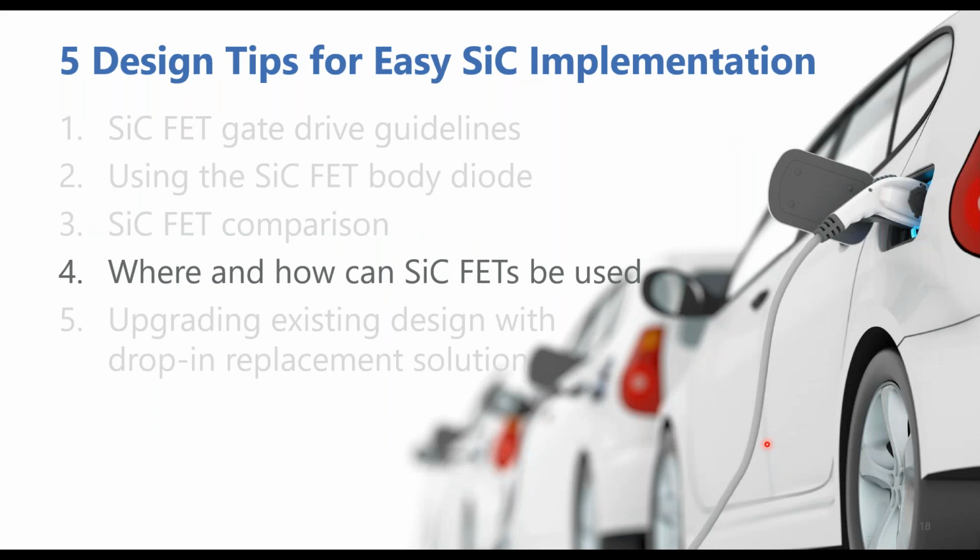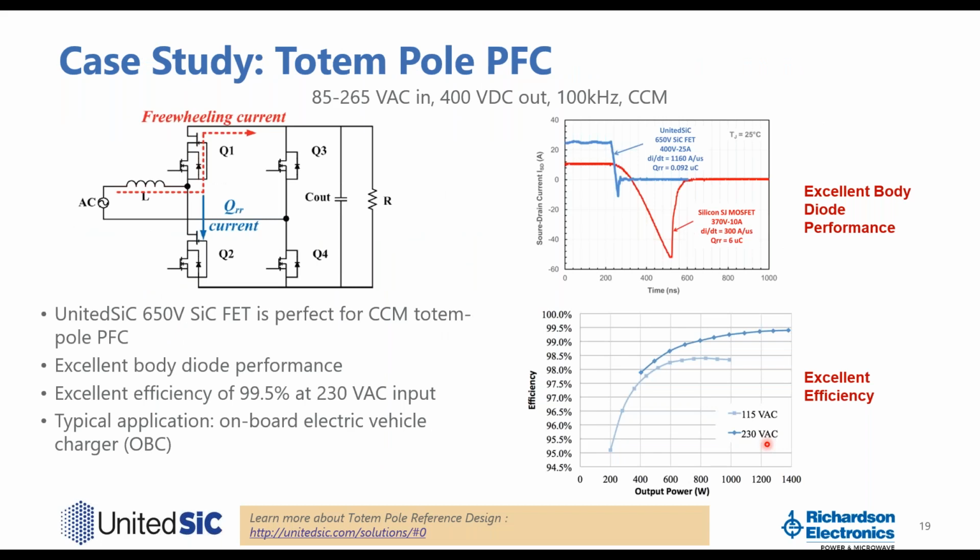So after looking at the two different silicon carbide FET technologies, now let's look at where and how silicon carbide FET can be used. So I would like to give you a few case studies. The first case study is a totem pole PFC. It's 85 to 265 AC input, 400 volt DC output, operating at 100 kilohertz in continuous mode, CCM.